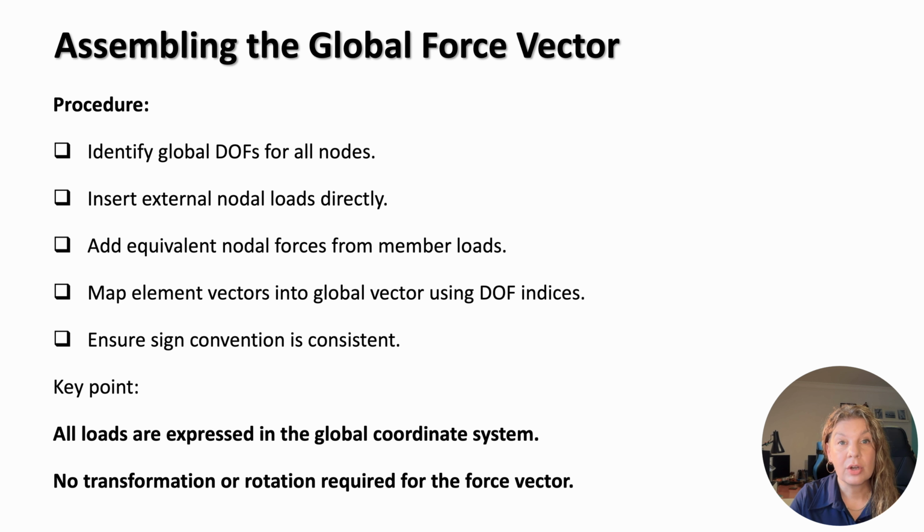And this is because the loads we apply, such as nodal forces, distributed loads, or equivalent nodal actions, are always described in global coordinates from the beginning. So the global force vector is built up directly with no need for transformation. This is an important simplification compared with the stiffness matrix.